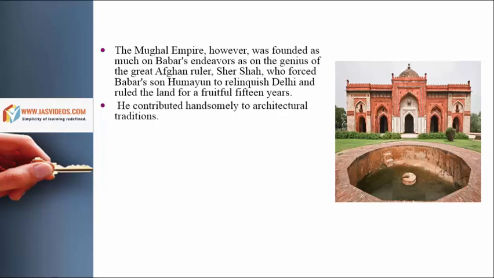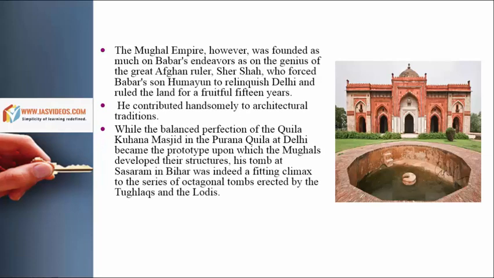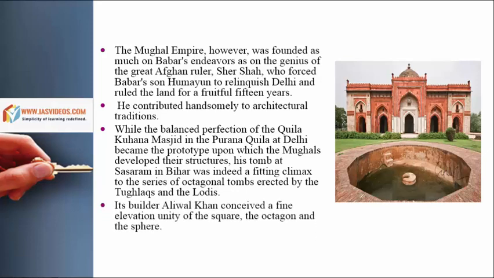He contributed handsomely to architectural traditions, while the balanced perfection of the Qila Kuhana Masjid in the Purana Qila at Delhi became the prototype upon which the Mughals developed their structure. His tomb at Sasaram in Bihar was indeed a fitting climax to the series of octagonal tombs erected by the Tughlaqs and the Lodis. Its builder, Alawal Khan, conceived a fine elevation, a unity of the square, the octagon and the sphere.